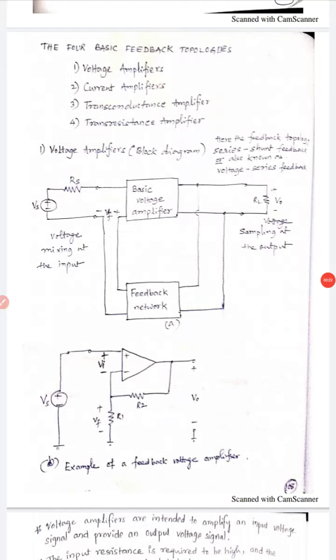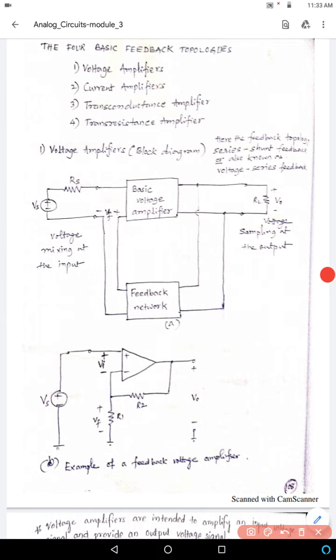Here the next one is feedback types. There are four basic feedback types. The first one is the voltage amplifier, the second one is the current amplifier, then transconductance and transresistance. These are the four amplifier types.